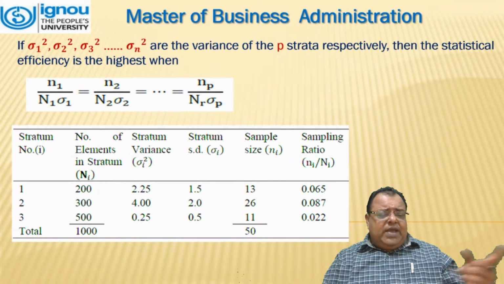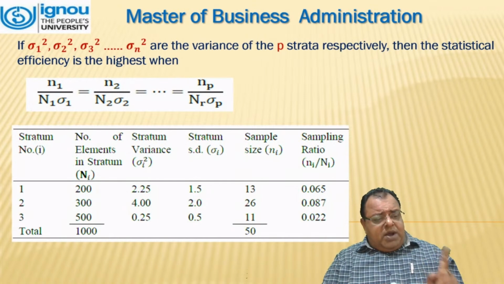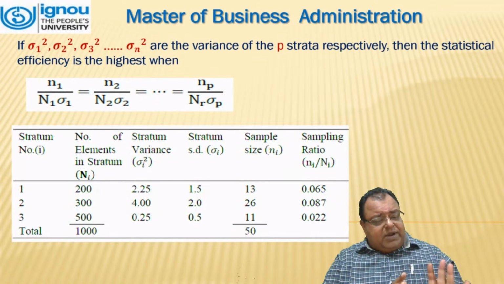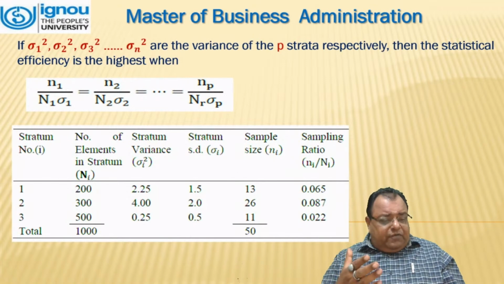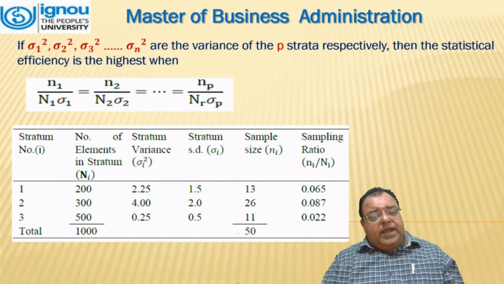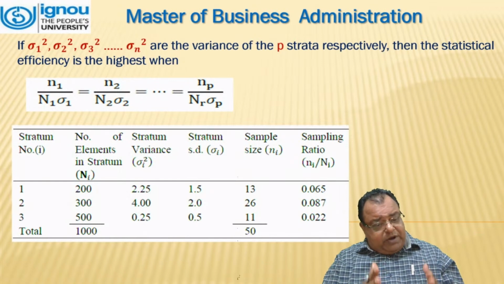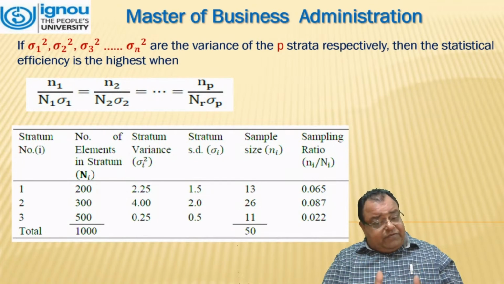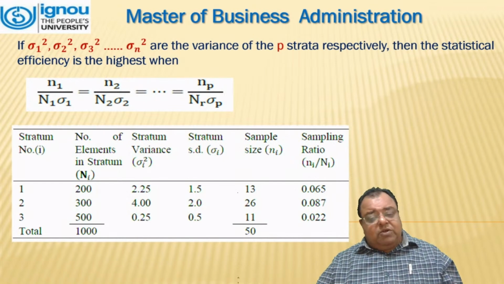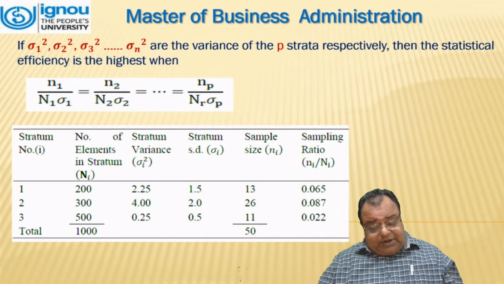We have stratum numbers 1, 2, 3. The number of elements in the strata is 200, 500, 300, total is 1000. Variance is 2.25, 4, 0.25, and the stratum standard deviation is 1.5, 2, 0.5. The sample sizes are 13, 26, and 15. And the sampling ratios here are different: 0.065, 0.087, and 0.022.